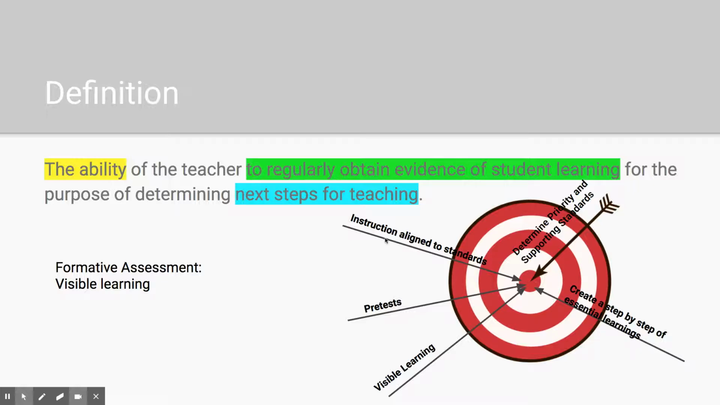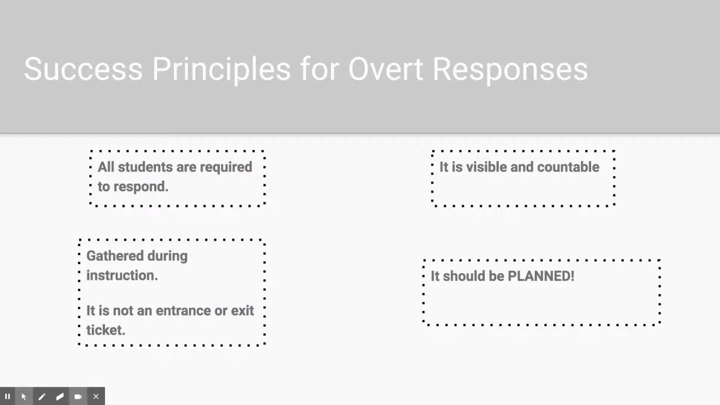The one thing I really want to point out, though, is that in our overt learning, we're looking for visible learning. What can we actually see? So here are some of the success principles for overt responses.